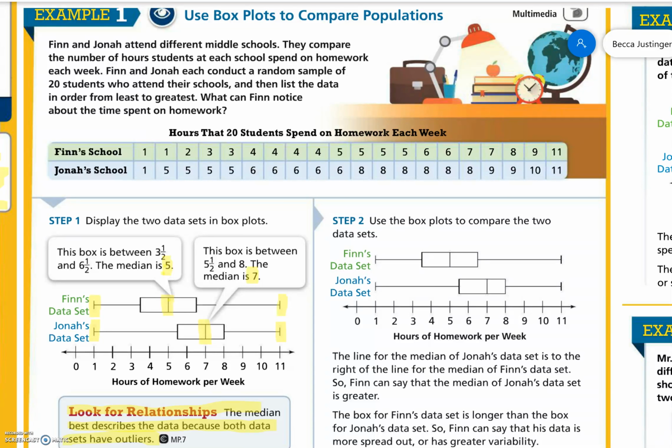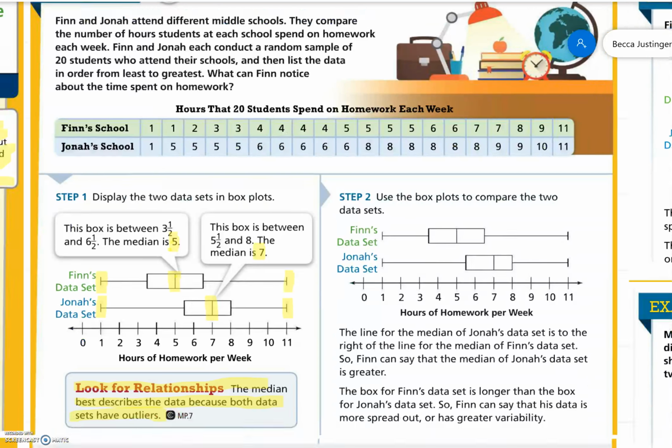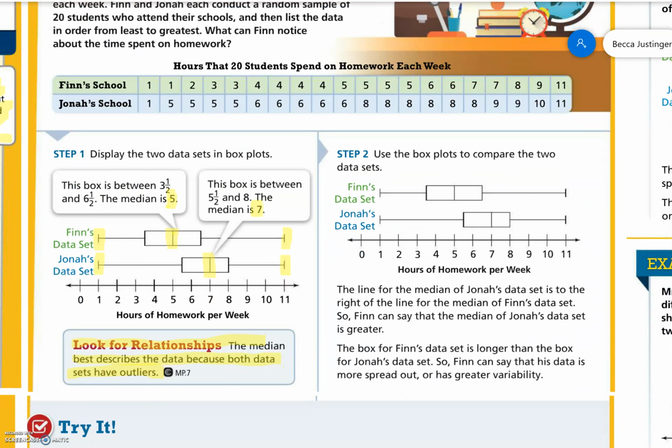Step 2, use the box plots to compare. I already talked about that, but let me read it for you. The line for the median of Jonah's data set is to the right of the line for the median of Finn's data set. So Finn can say that the median of Jonah's data set is greater. The box for Finn's data set is longer than the box for Jonah's data set. So Finn can say that his data is more spread out, has greater variability. That's something I really want to talk about this lesson, the fact of variability.